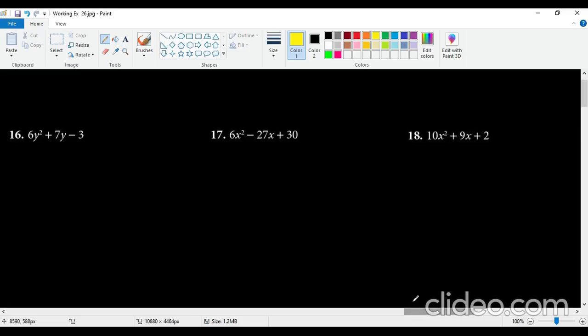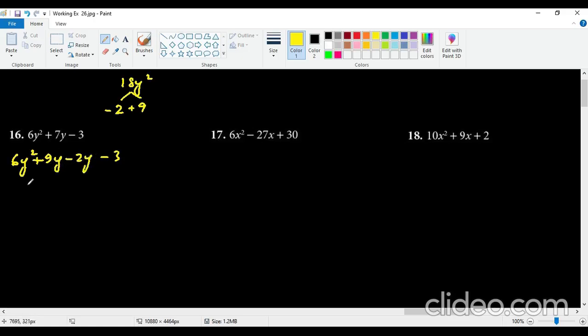Moving on to question number 16. 6 times 3 is 18. y². Split this in such a way to get a plus 7. For question number 16, I know very well that 2 times 9 is 18, and plus 9 minus 2 is going to give us a plus 7. So I will write the first one, 6y² first, and I will write minus 3 later. And I know very well that plus 9y and minus 2y is going to give us a plus 7y.